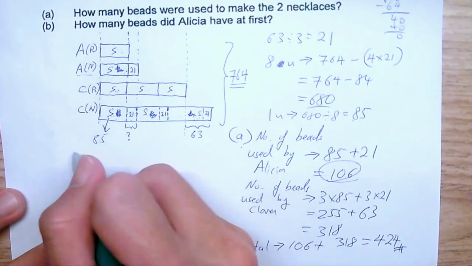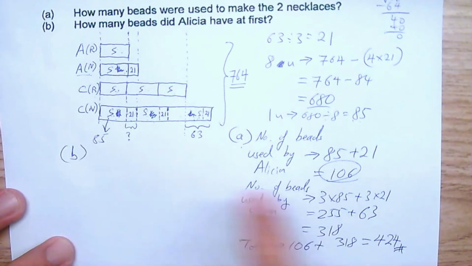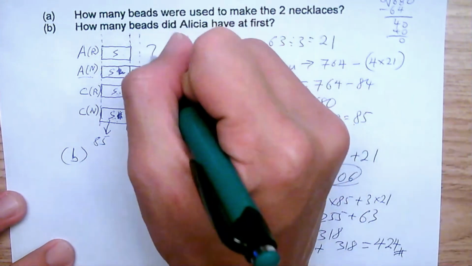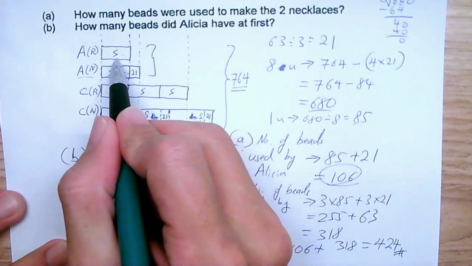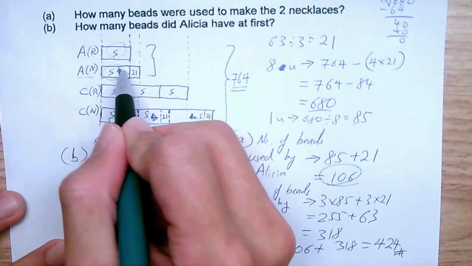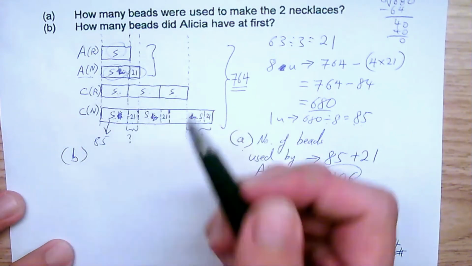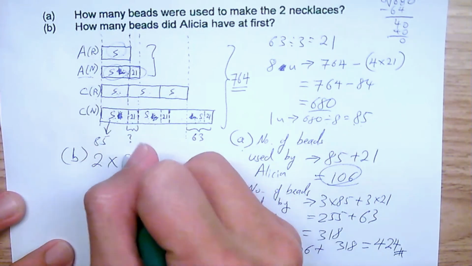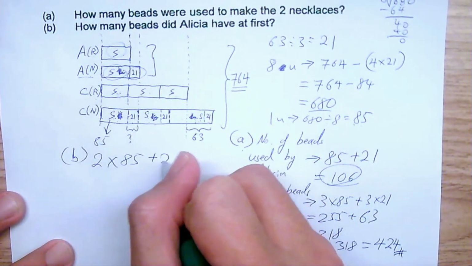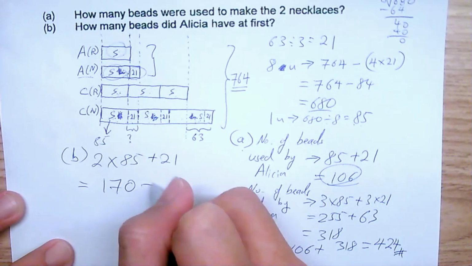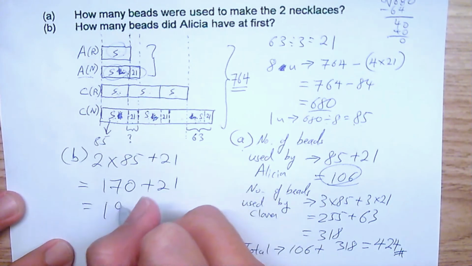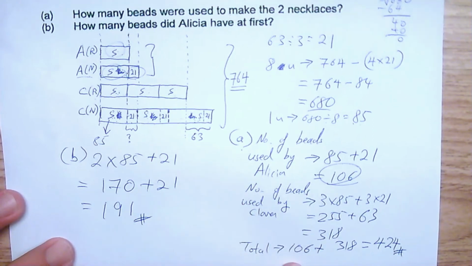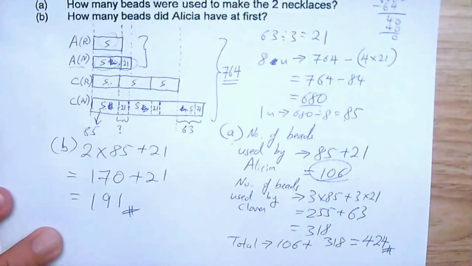So next, now deal with B. They ask, how many beads did Alicia have at first? Now this is very simple, right? Because for Alicia, she had 2 small bars and 21, and this is her total. And we know that 1 small bar is 1 unit, which is 85. So it's 2 times 85 plus 21. That gives us 170 plus 21, giving us 191. Simple. Okay, done. Easy.